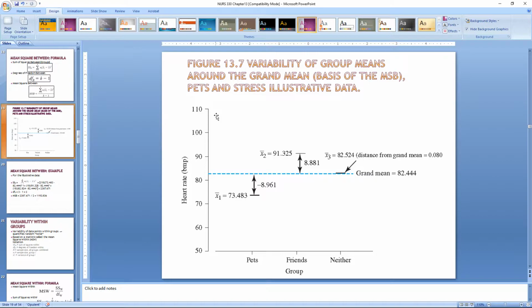This is an illustrative example of it. As you can see, this dotted line here is our grand mean, or the overall mean for the group, being 82.444. And this is where each group, group 1, group 2, and group 3, is measured in comparison to the grand mean. So this is the deviation between each of these groups.